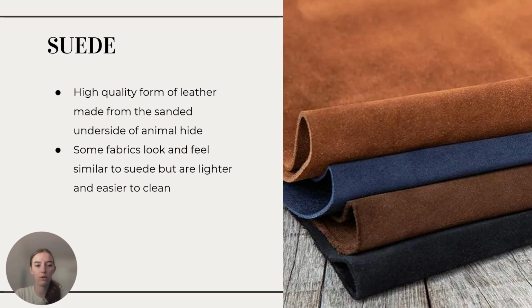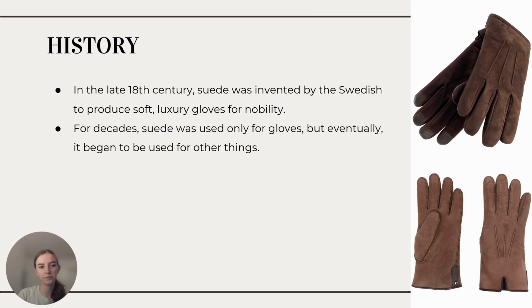It's a lot more higher quality, and it's made from the underside of the animal skin. So the shiny part of leather is the top of the hide, and then suede is usually made from the underside of the hide, so it's softer. And they do make some fabrics that look and feel similar to suede, but they're lighter and easier to clean because you can't send suede through the washing machine.